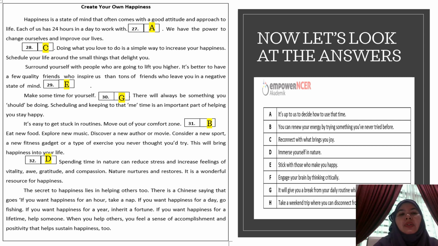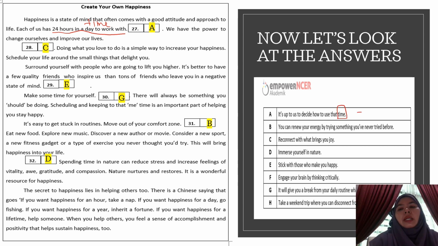Create your own happiness. Happiness is a state of mind that often comes with a good attitude and approach to life. Each of us has 24 hours a day. I just now remember what I wrote down in the previous slide. Each of us has 24 hours in a day to work with. So definitely it's about time. Okay, let's look at the answer. The answer, it also has to be about time.